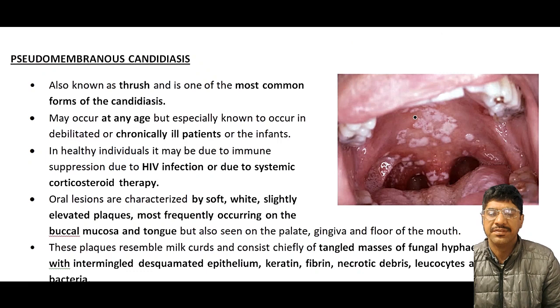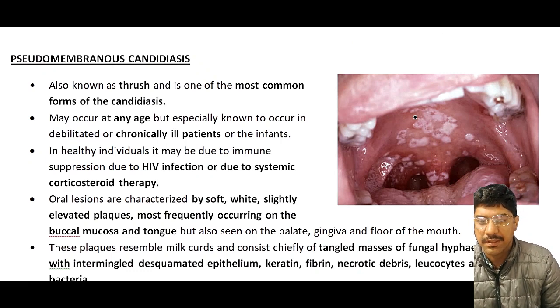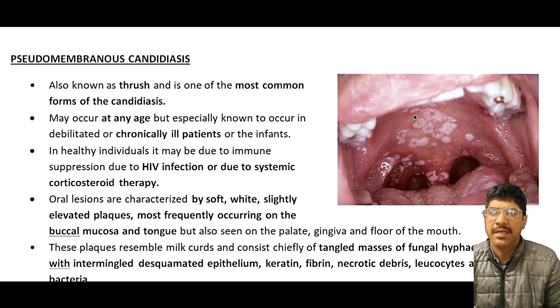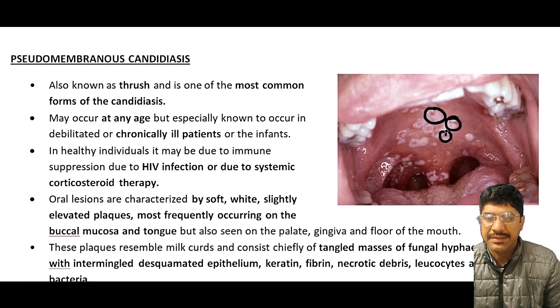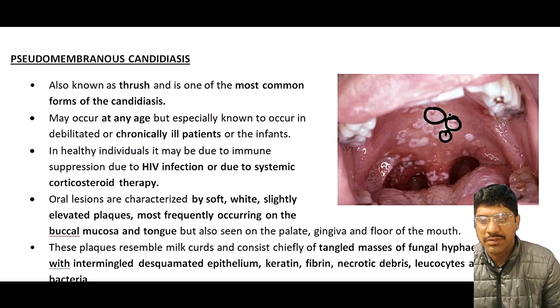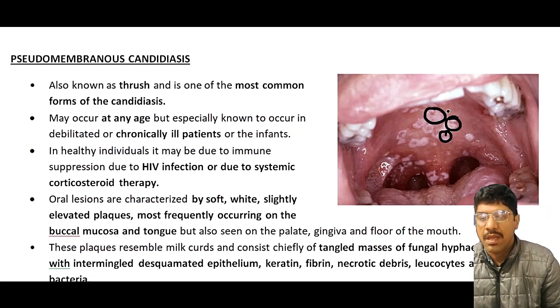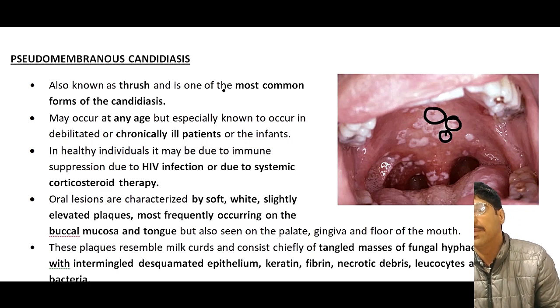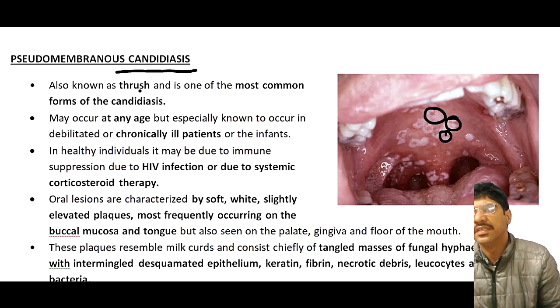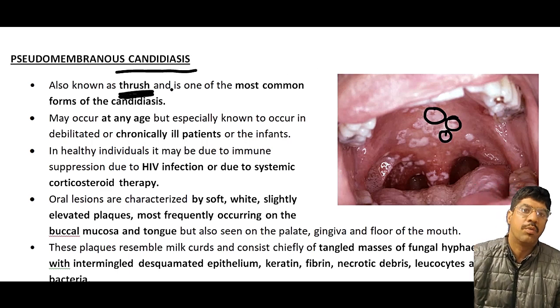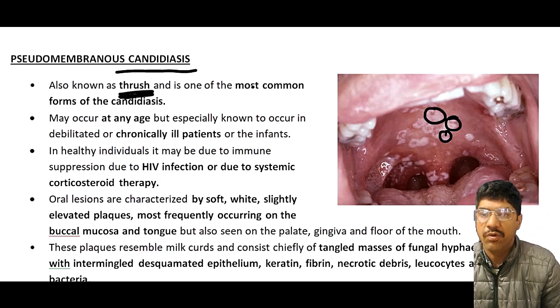The first is pseudomembranous candidiasis. In pseudomembranous candidiasis, you will see these white patches, as you can see here. You will see white patches in the mouth, especially in people who are already sick or have a weakened immune system. Remember, the other name of pseudomembranous candidiasis is thrush, and it is the most common form of candidiasis. So which one is the most common form of candidiasis?